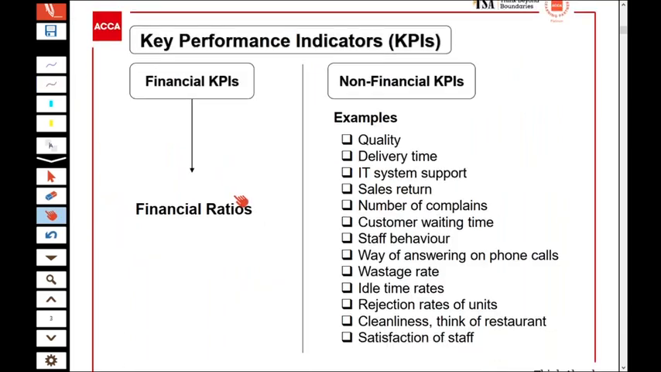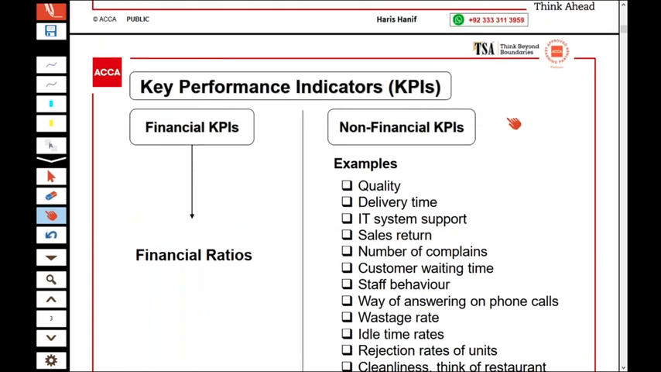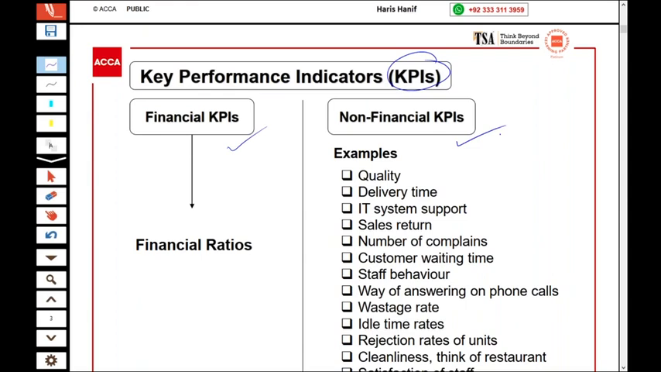Next. Now here are KPIs, key performance indicators. Remember that there are two kinds of KPIs. Number one is the financial KPI, and number two is the non-financial KPI. Okay. Now, what do you mean by the term financial KPIs and the non-financial KPIs? The financial KPIs means financial ratios.